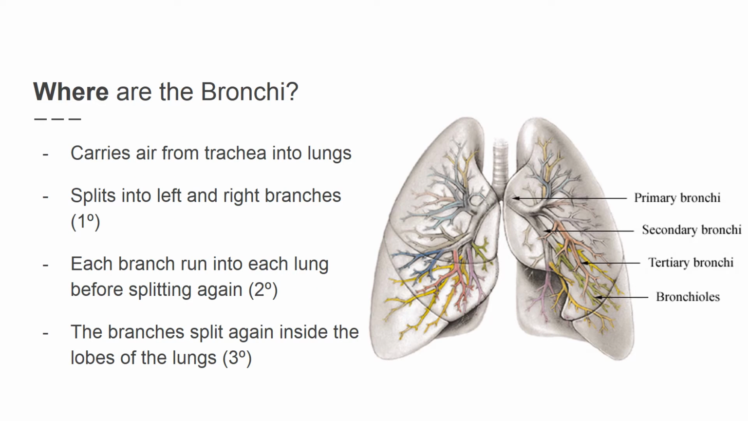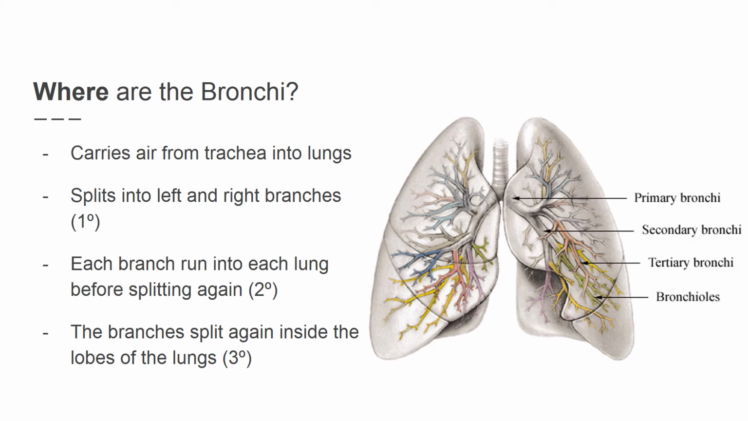Bronchi carry air from the trachea to the lungs and split into many divisions. First, there is the primary division, where it splits into the right and left branches. These branches run into each lung before splitting again in the secondary division. Inside the lobes, they split in the tertiary division, and from there they split into smaller bronchi.